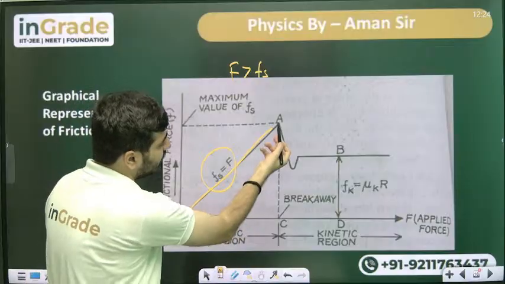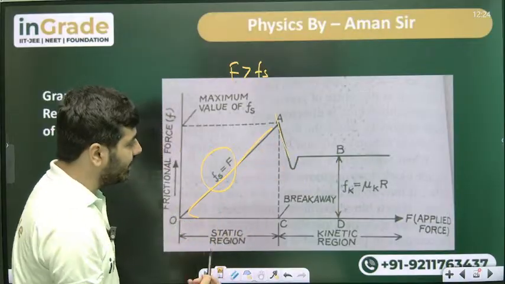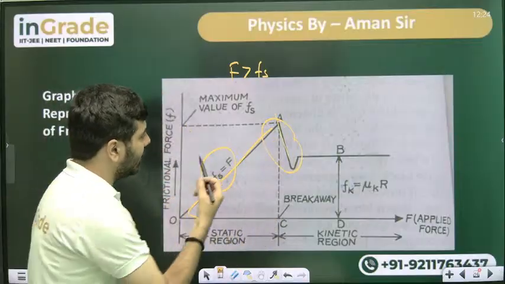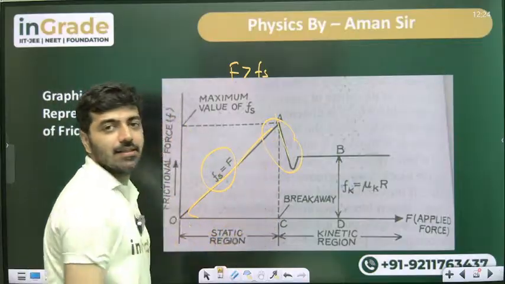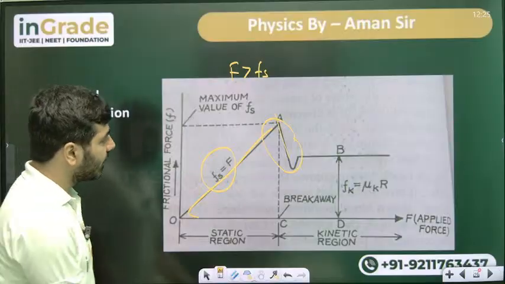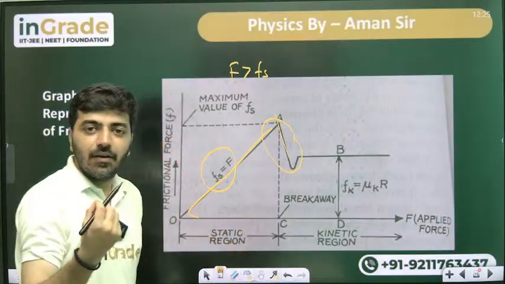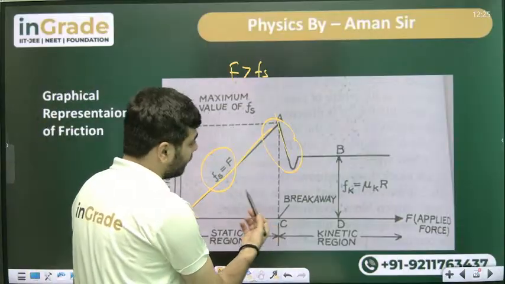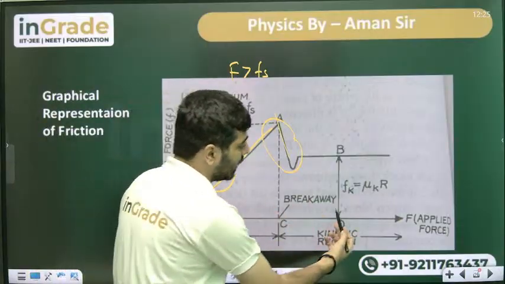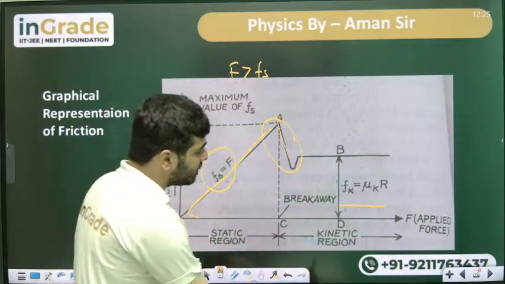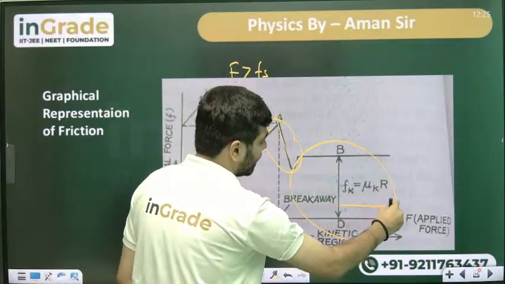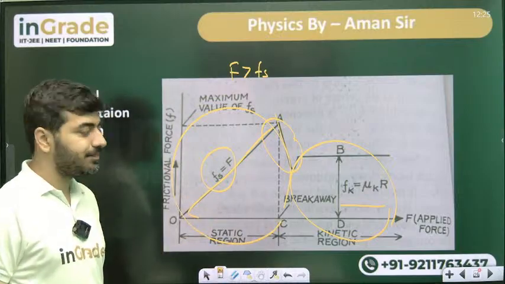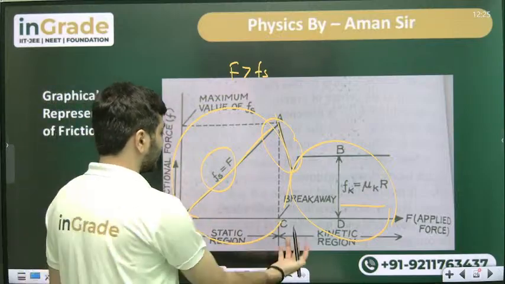In this part, body starts to move, meaning the friction force starts decreasing at this time. Okay. In this portion, the friction starts decreasing, and the coefficient of static friction changes to the dynamic friction. This part is the dynamic friction part, and this part is the static friction part. Okay. Now let's understand again.